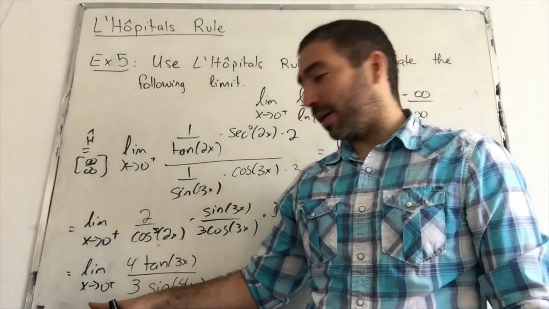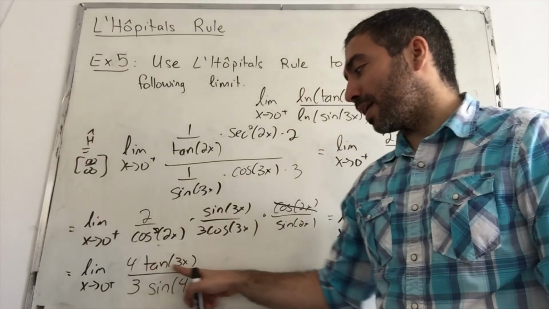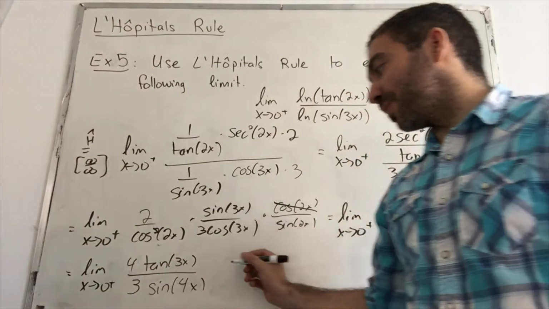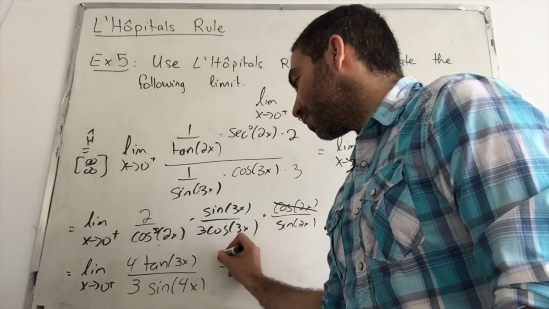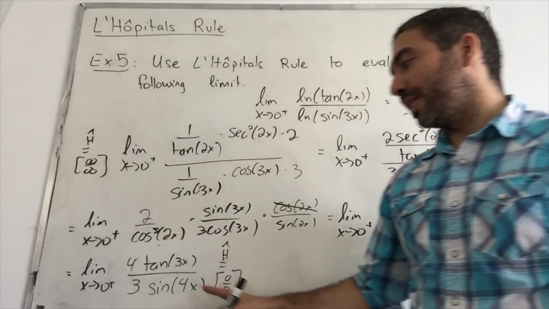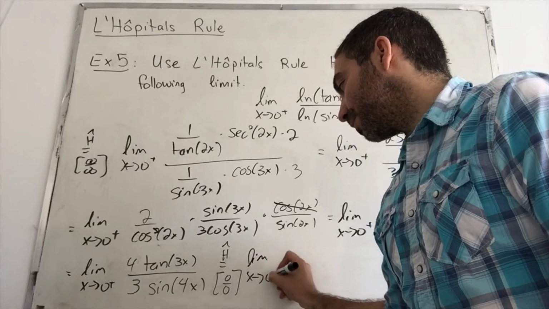And now we could apply the limit. So if we replace x with 0 from the positive side, we get tan of 0, which is 0. And we get on the bottom sine of 0, which is 0. So we have 0 over 0. So again, now we could apply L'Hopital's rule. And we get the indeterminate form 0 over 0 now. So we take the derivative of the top and the bottom individually. Limit as x goes to 0.